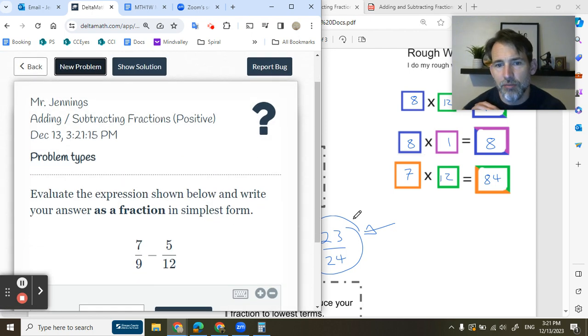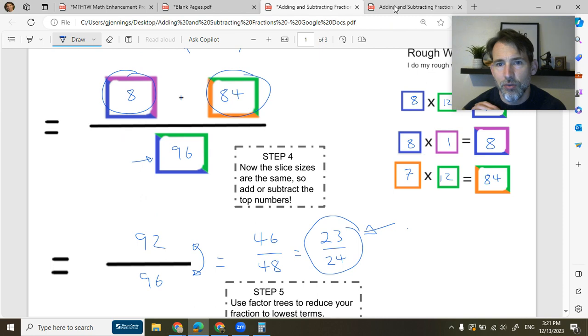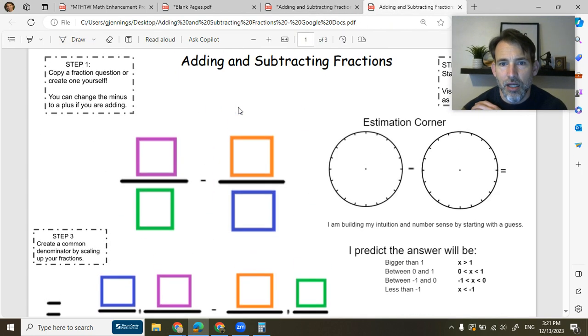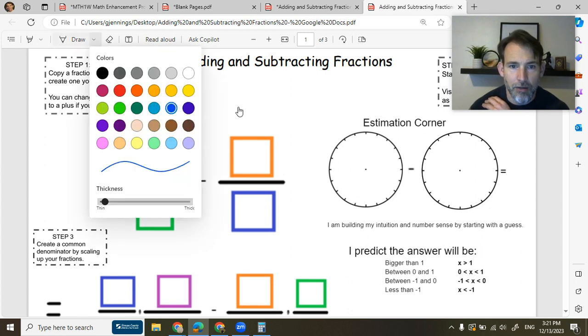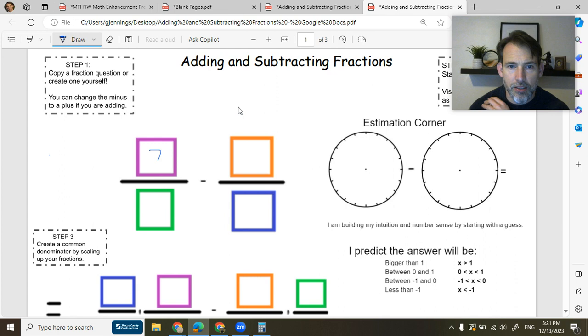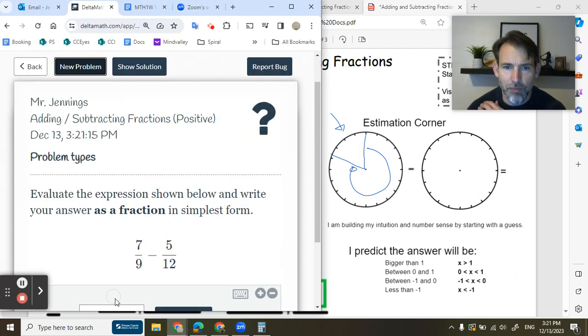There, 7 ninths minus 5 twelfths. So this is what it will look like. 7 ninths. Oh, we need to get our pen on. 7/9. So when I visualize that, I don't really get too fussed about it. It's like about like that, right? This is about 2/9 and this is about 7/9. Okay. I'll just visualize it as best I can. 7/9 minus, what's my question? 5/12. Love it.